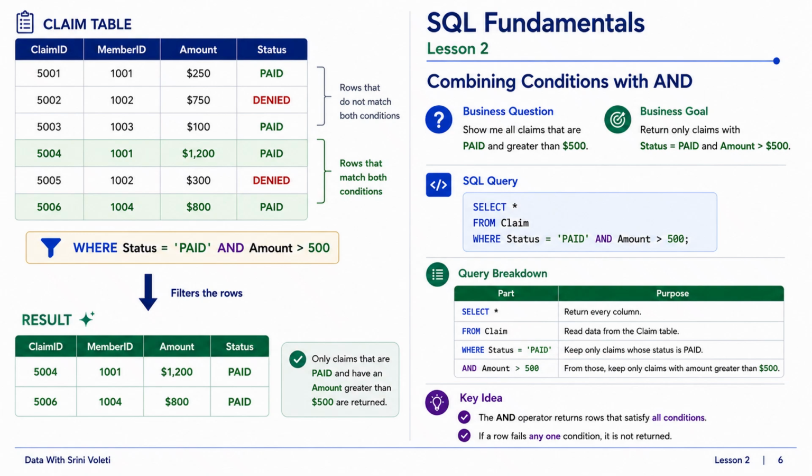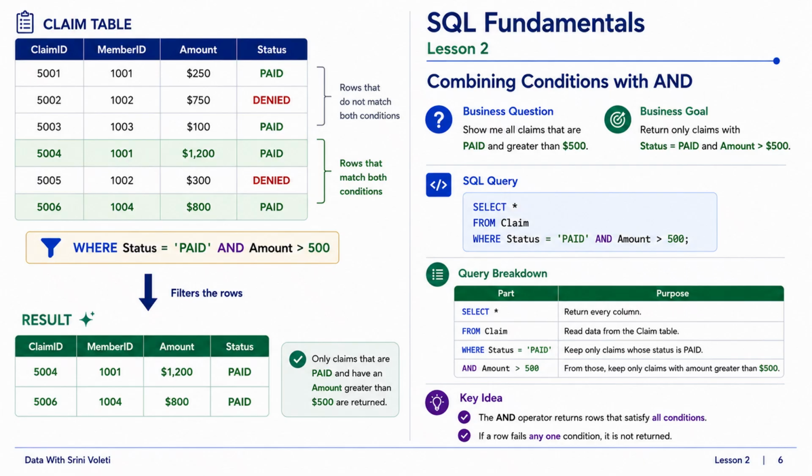Let's look at today's example. Our business question is, show me all claims that are paid and greater than 500. Notice the word "and". That single word changes how SQL evaluates the data. When you use the "and" operator, every condition must be true for a row to be included in the results.